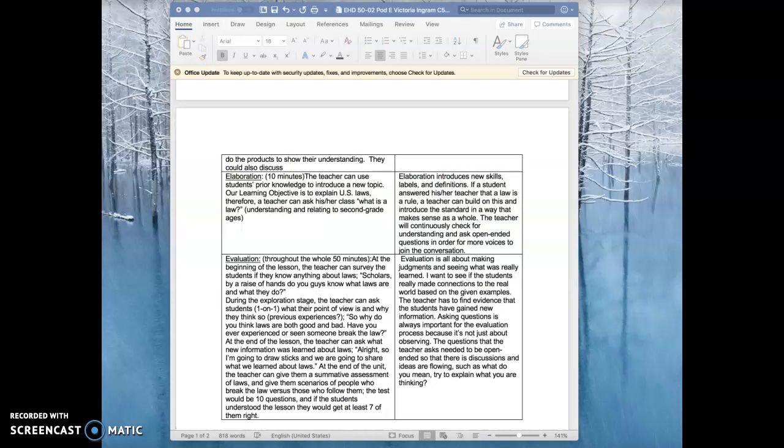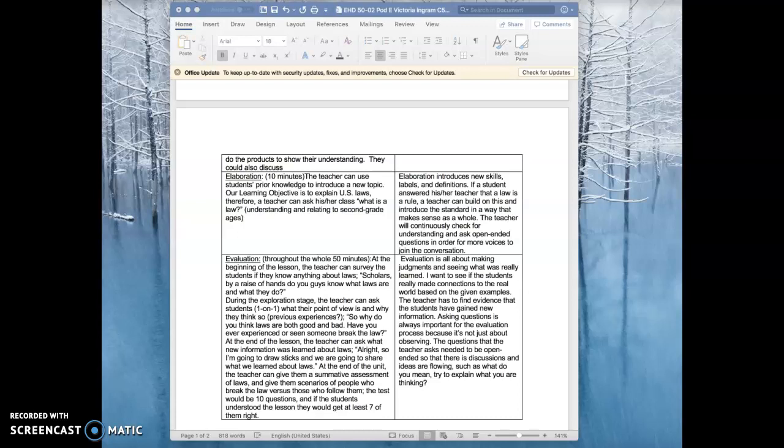Here, the teacher can use students' prior knowledge to introduce a topic. Our learning objective is to explain U.S. laws. Therefore, a teacher can ask his or her class, what is a law? And also, it's very important to take note and understand what age group you're working with. Here, we decided it's going to be second grade. So it's important to make that note, how you're going to use a second grader's prior knowledge to connect this standard and learning objective.